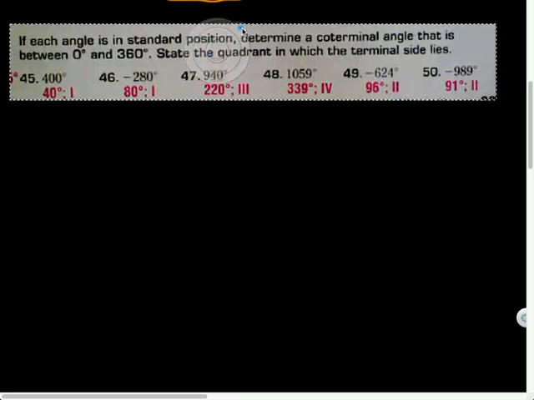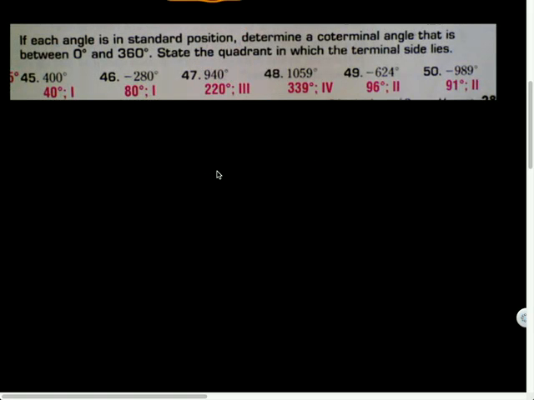So coterminal angles, we talked about the other day, are angles whose terminal sides land on the same position. And they all happen to be 360 degrees apart from one another, or 360 times n, where n is some integer. So if I've got 940 degrees, and I want to convert that to a coterminal angle, an equivalent position that's between 0 and 360.